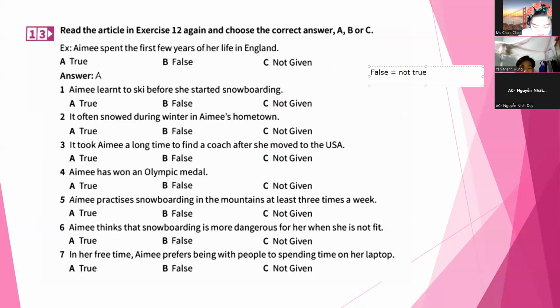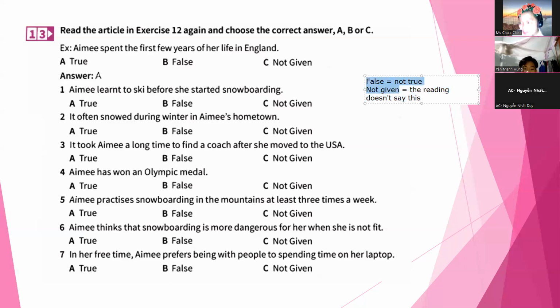The text does not give the information. Not given means there is no information about this sentence; the reading doesn't say this, or it's not included. It's not even in there. I asked you about it because not everyone understood false and not given. Sometimes they get confused. So good job, you know exactly what these two mean.